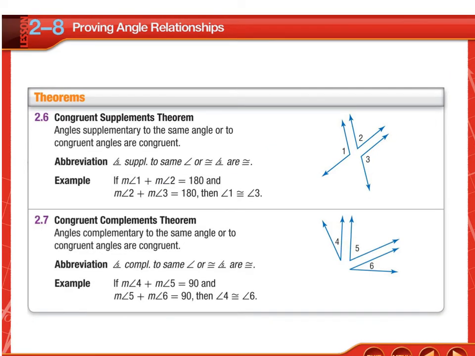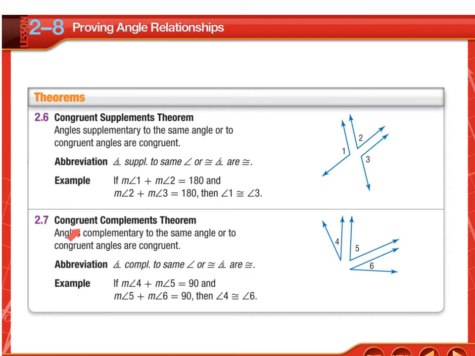So it's a really simple proof. These are two very similar theorems. We have the congruent supplements theorem that says angles supplementary to the same angle or to congruent angles are congruent. We abbreviate it just by using some symbols. It's saying that if angle 1 and angle 2 are supplementary and angle 3 and angle 2 are also supplementary, then angles 1 and 3 both have to be congruent.